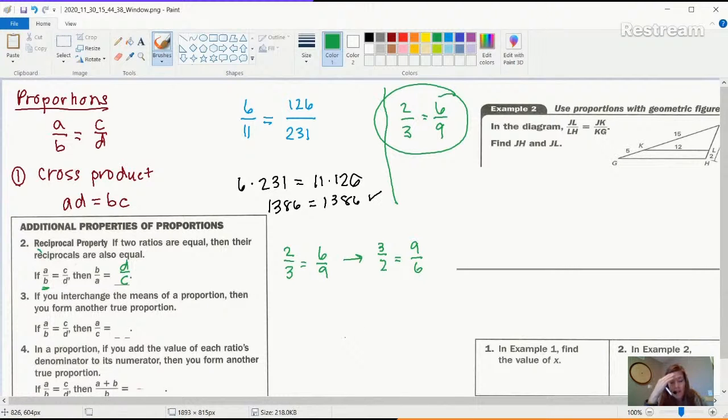Property number 3 is what I like to call the means property. The means, remember, are the numbers here and here. Property number 3 says if you interchange the means of a proportion, then you form another true proportion. So if you have A over B equals C over D, then A over C equals B over D. This one's kind of interesting. Again, remember our original is 2 to 3 equals 6 to 9. So if we interchange our means, that means that 2 to 6 has to equal 3 to 9. So I interchanged the means here. I didn't multiply, I just changed them back and forth.